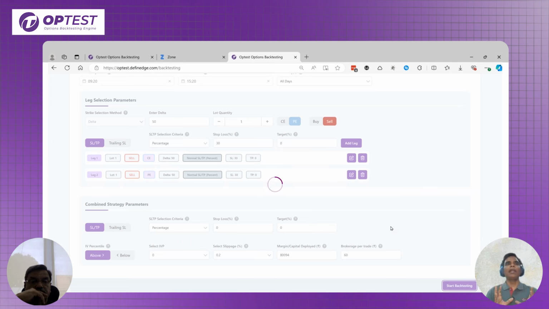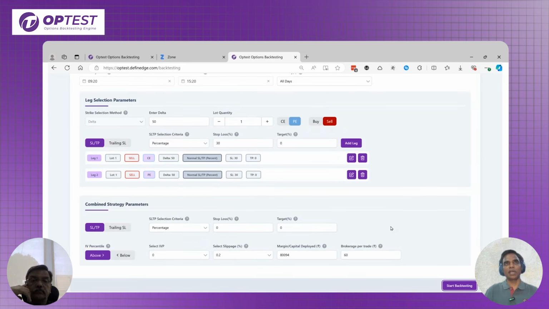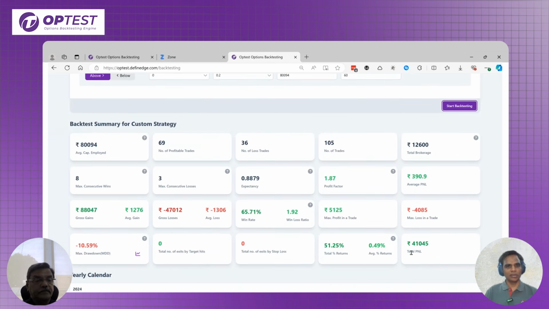You can add up to 10 legs in this. If you have a very complex strategy, you can do iron fly, iron condor, or any other strategy that you might want, up to 10 legs. It doesn't make sense to go more than 10 legs because there's no such strategy that makes sense with that many legs. So here again, I would say these are decent results. Expectancy is good, profit factor is good, win rate is good, and total returns are good.